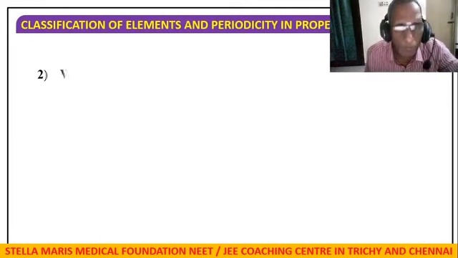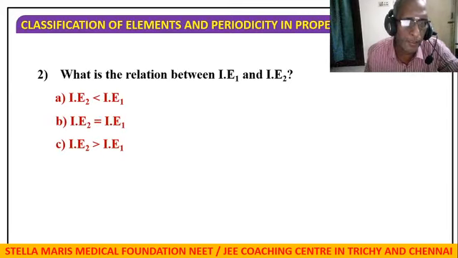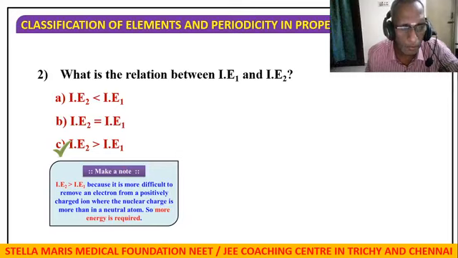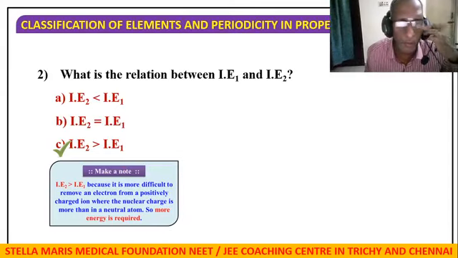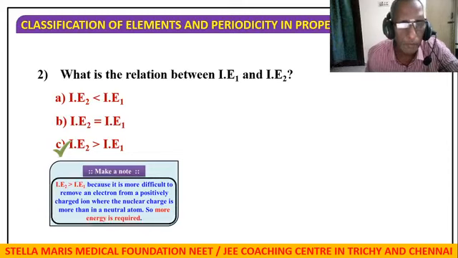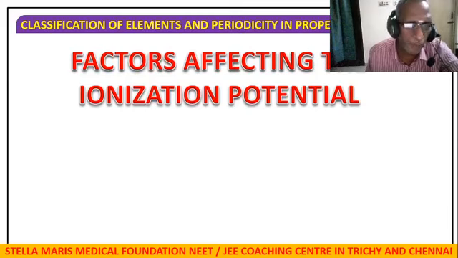Now, what is the relation between first and second ionization energy? Second ionization energy is more than first ionization energy, because it is difficult to remove an electron from the positively charged species, because of more nuclear charge controlling the negative electrons. So you have to supply more energy. This is important. With this we can make a note.